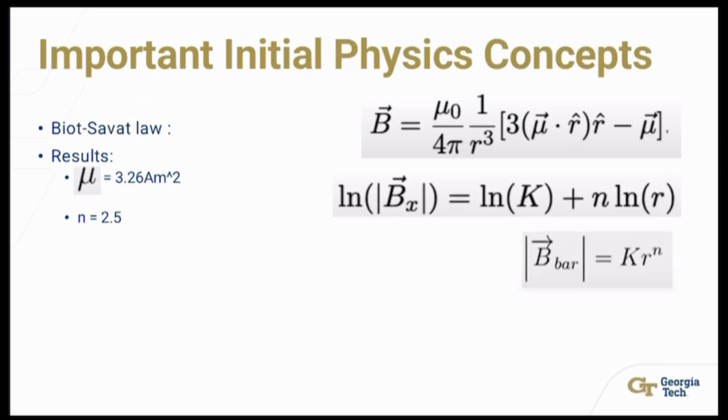Some important initial physics concepts include the laws listed below, which we gathered from the physics notes. From these, we can plug in different variables that we have gotten from our lab data. My lab data says that mu is equal to 3.26 A·m², and then n is equal to 2.5 based off of these results.